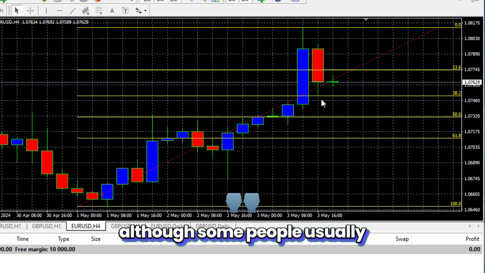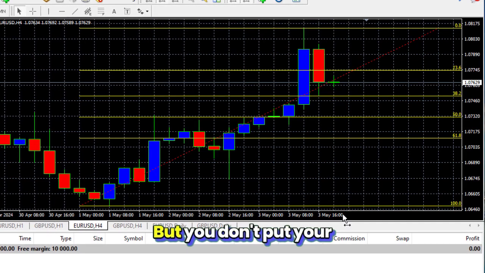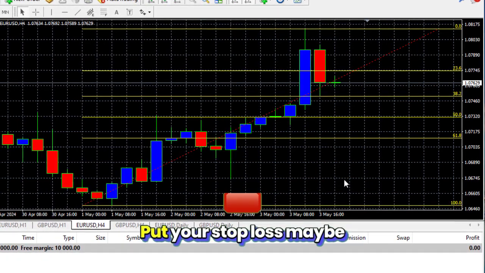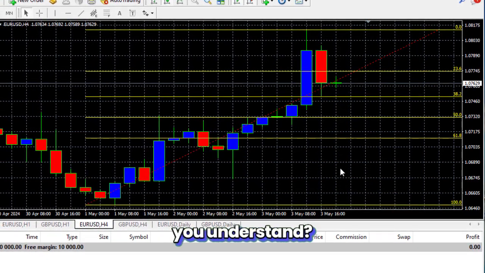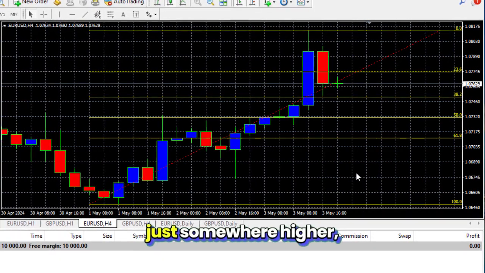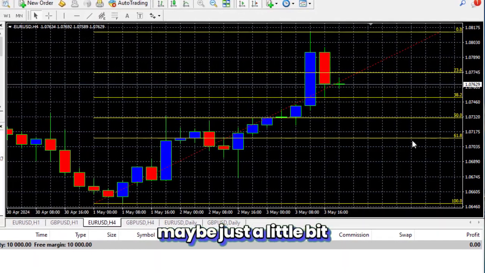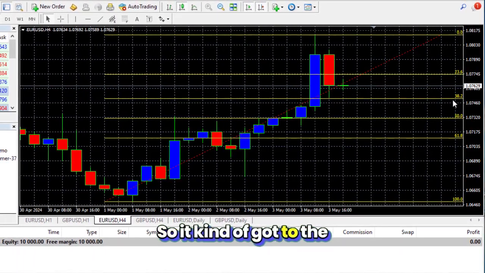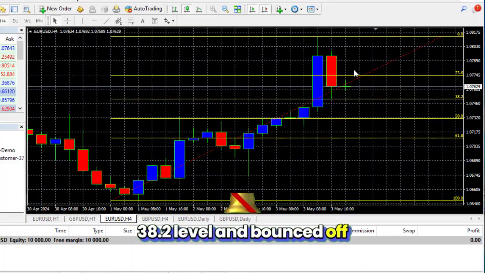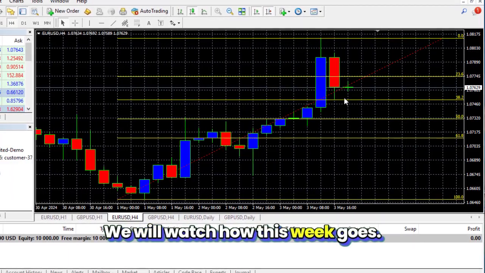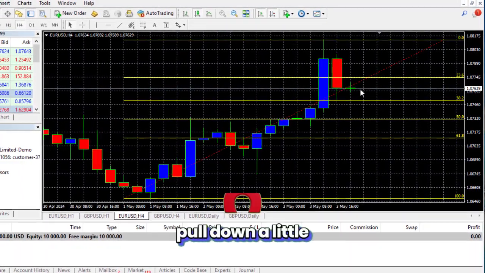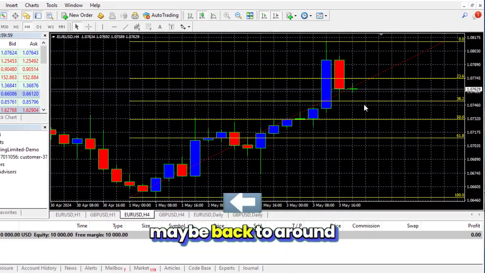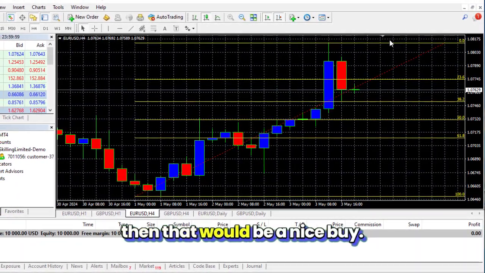Some people usually take buys around the 38.2, but you don't put your stop loss all the way down. Put your stop loss somewhere higher, maybe just a little below the 61.8 level, because that way you are risking more. It got to the 38.2 level and bounced off. So watch how the week goes. If this can pull down a little bit more, maybe back to around the 38.2 or 50 level, then this would be a nice buy.